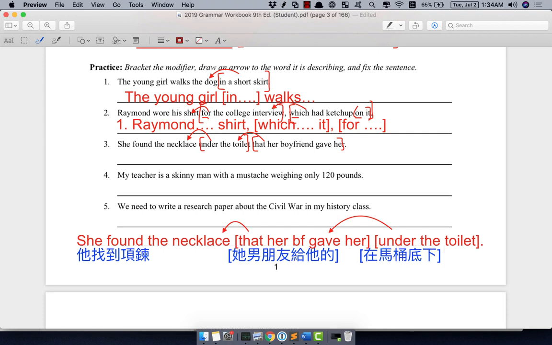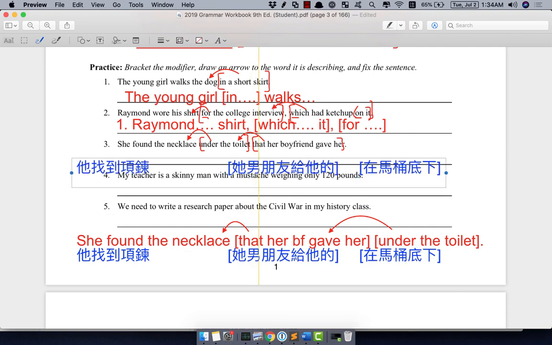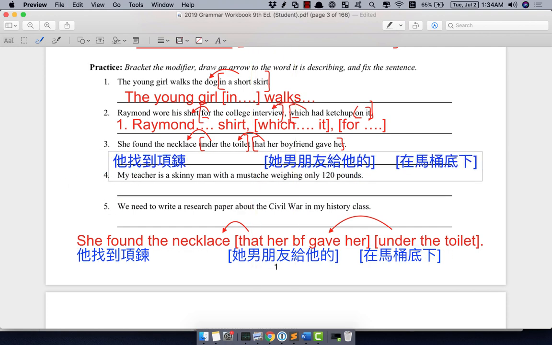Let's start with the original sentence. She found the necklace under the toilet that her boyfriend gave her. Okay, and so in the original sentence, you have 她找到项链, you have 在马桶底下. There should be a 的 here. 在马桶底下的. And then there's 她男朋友给她的.